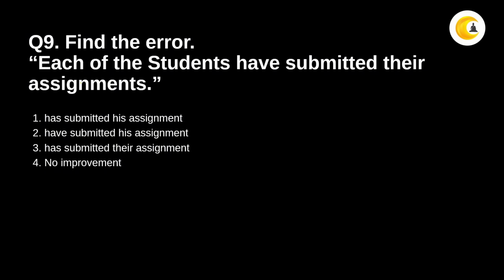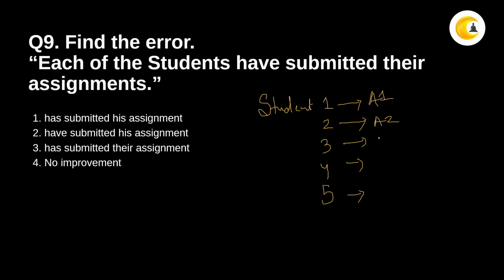When you read this statement, each of the students have submitted their assignment. What do you clearly understand from this? That a single student, say a class has 5 students, and student 1, 2, 3, 4, and 5, they all have submitted their individual assignment, right? Like he has submitted assignment 1, this one has submitted assignment 2, 3, 4, and 5, right? So that means each of the students, every single student, have submitted. Have is used when it's plural, but each is singular.